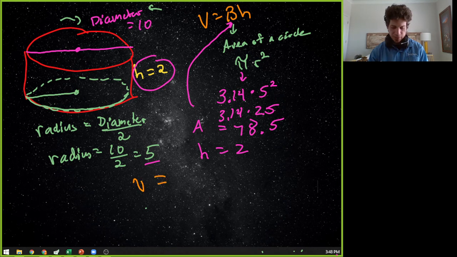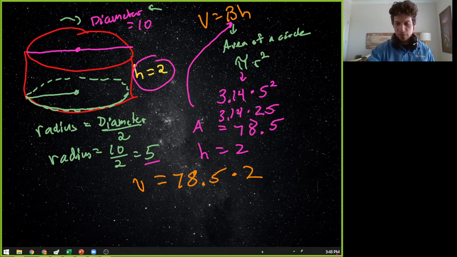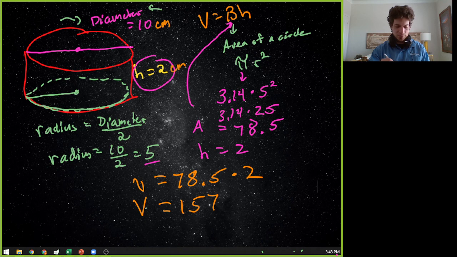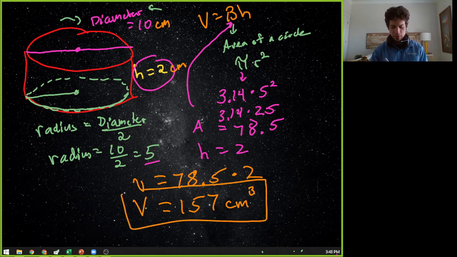So let's plug this into our formula one more time. Volume equals base. Our base is the area of the circle, 78.5. And we're simply multiplying it by the height. The height is 2. So what is 78.5 times 2? It's 157 is our volume. And I'm going to say these are in centimeters. So our answer is going to be in centimeters cubed, because we are in 3 dimensions.